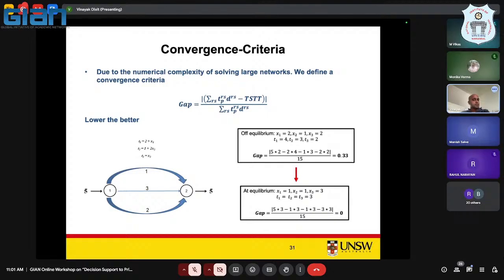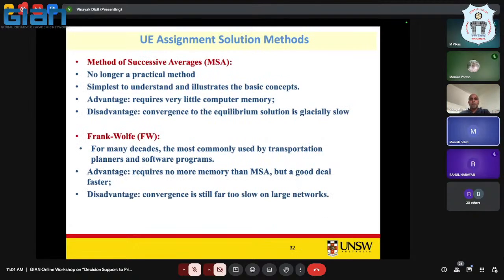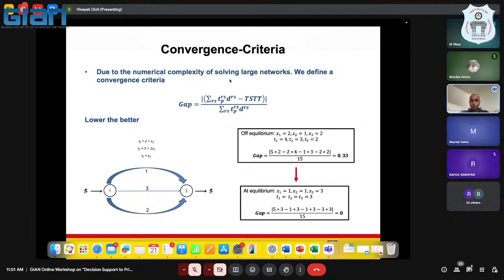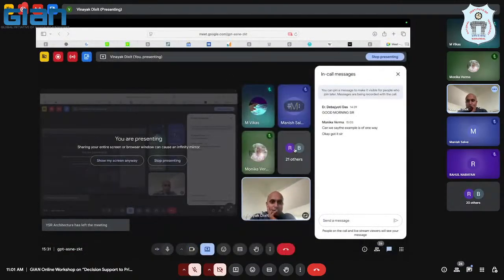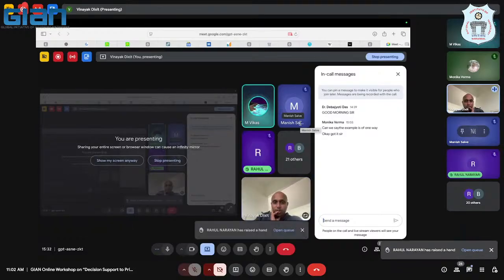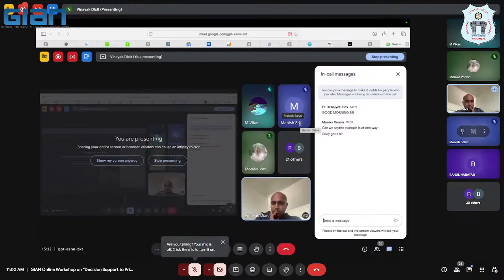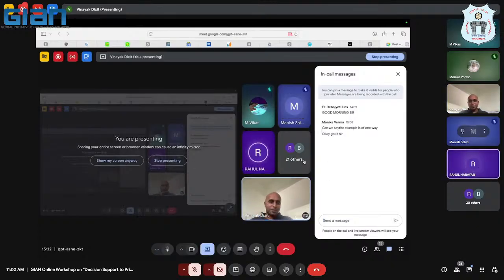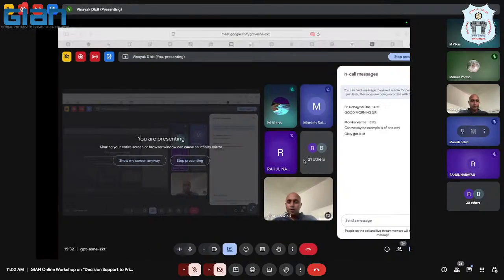Does it make sense? Yes. Does it make sense to everyone? I think only Manish has been saying yes, and I'm glad that Manish is saying yes, but I feel like I'm only teaching you, Manish. Vikas? Yeah, Rahul, tell me. Yes, sir. Understood, sir. Okay, perfect. I thought you were raising your hand. All good, sounds good.